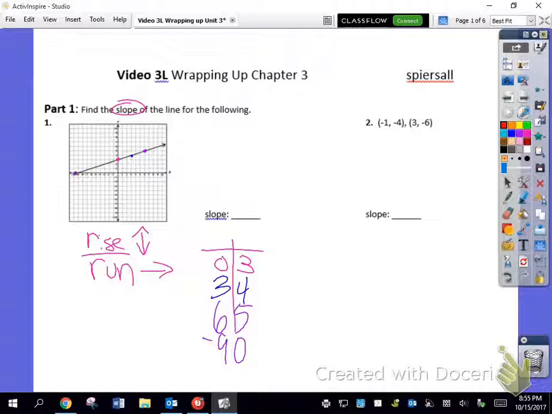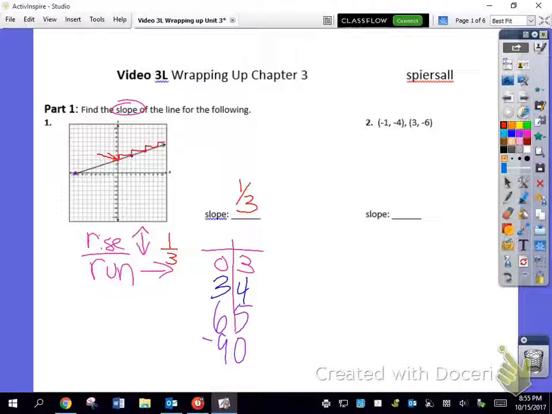So starting with the first point you have on the left, I'm going to start right here at that point. I go up 1 over 3. So it's up 1 over 3. Look, up 1 over 3, up 1 over 3, up 1 over 3. So my slope is 1 over 3.